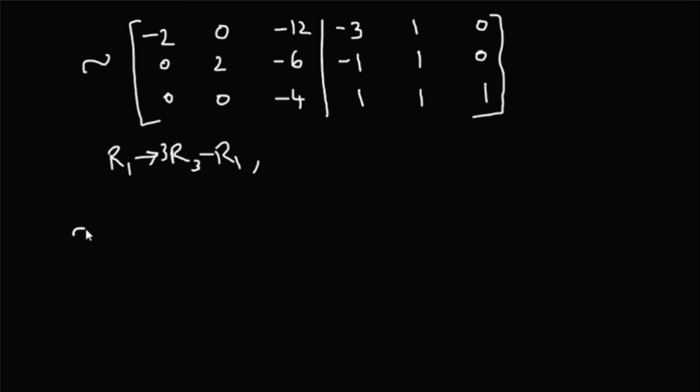Right? Now first let us do it. So how to do? 3R3 minus R1 is 2. 3 into this minus this is 0. 3 into this minus this is 0. 3 into this minus this, 3 plus 3, 6. 3 into this minus this is 2. 3 into this minus this is 3.